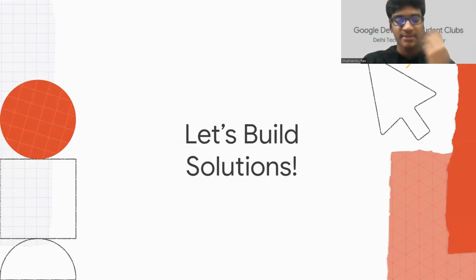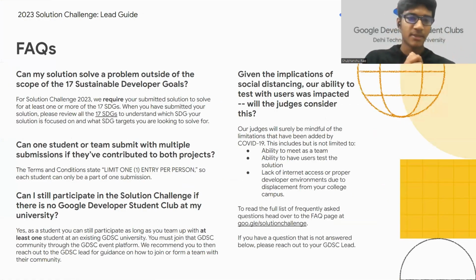Before we end this, there are certain FAQs that we would love to address. One is, can my solution solve a problem outside the scope of the 17 sustainable goals? It has to be one of the 17 goals. You can't build a solution that is outside those 17. And can one student or team of students give multiple submissions? No, you can't. It's limited to one. One entry can give one submission only.